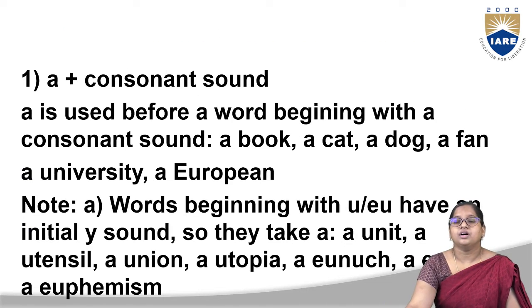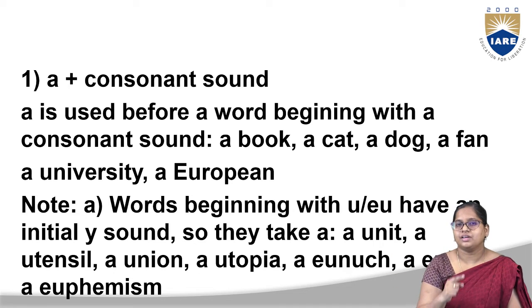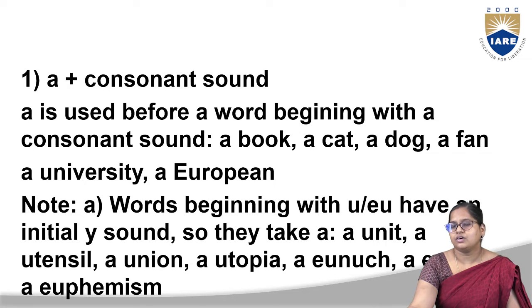So, a will go with the consonant sound. Like a pen, P is a consonant sound, so you use a pen. B is a consonant sound, so you use a for a book. G is a consonant sound, a gun. Whereas a dog, a fan.